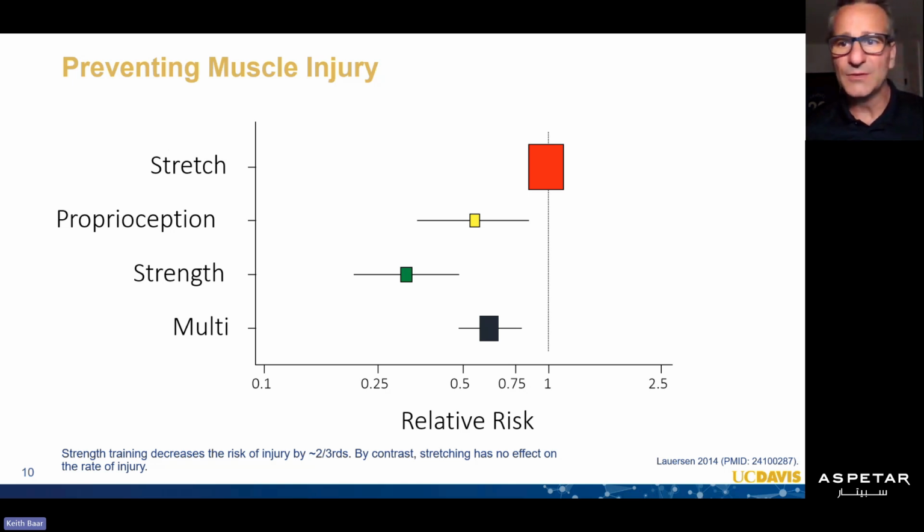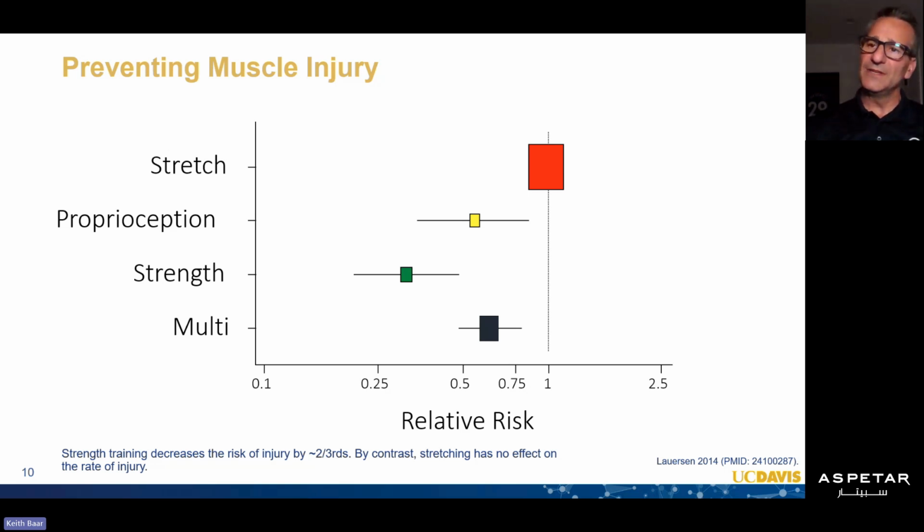So then, if we want to prevent muscle injury, if you go to the popular press and you look in, say, a magazine or a newspaper, they're going to talk about, oh, people are stretching to prevent injury. Well, you as experts know that stretching doesn't prevent injury. This is a meta-analysis by Lawrenson. It's a little bit old. It's 10 years old now, but the data hasn't changed. If you stretch and you look at the relative risk of injury, there's no change to the relative risk of injury. The thing that's going to decrease the risk of injury is heavy strength training. And heavy strength training can decrease the risk of injury by about 2/3.